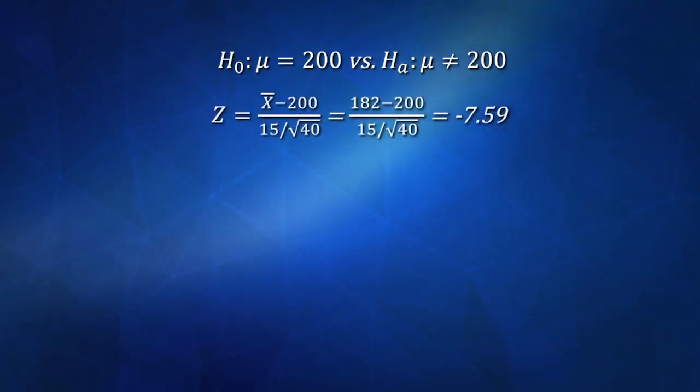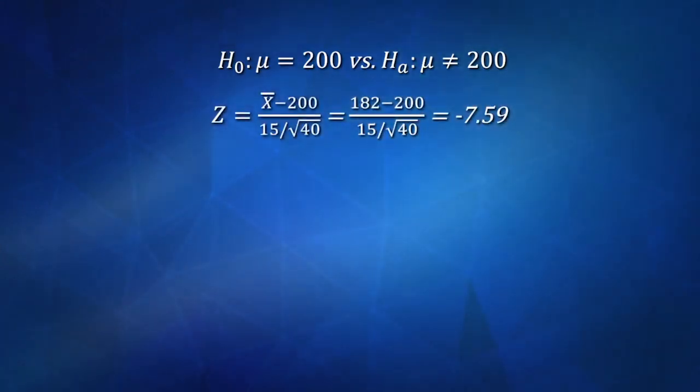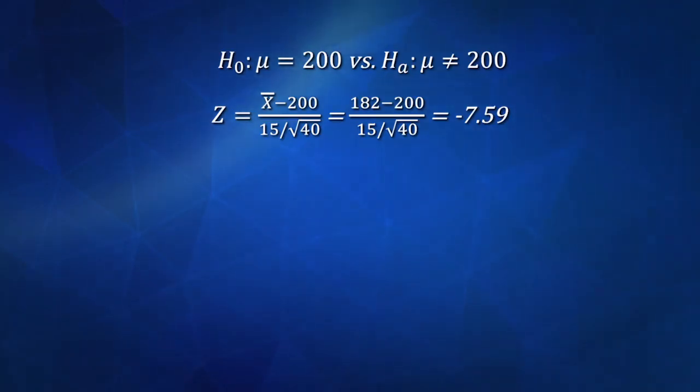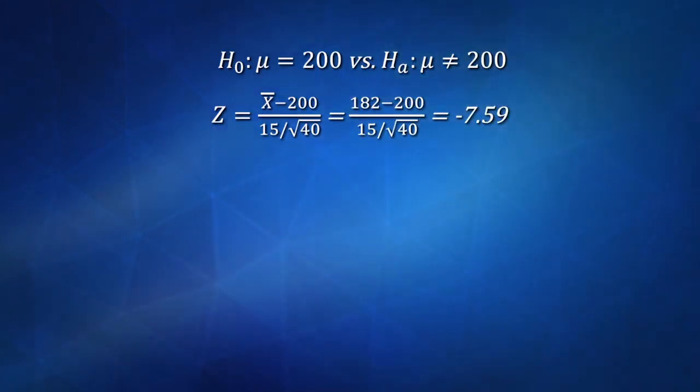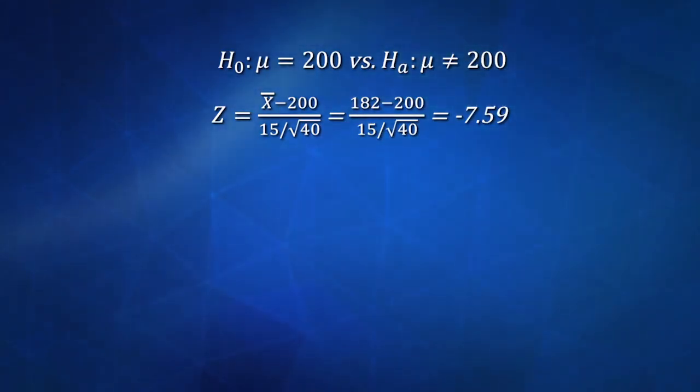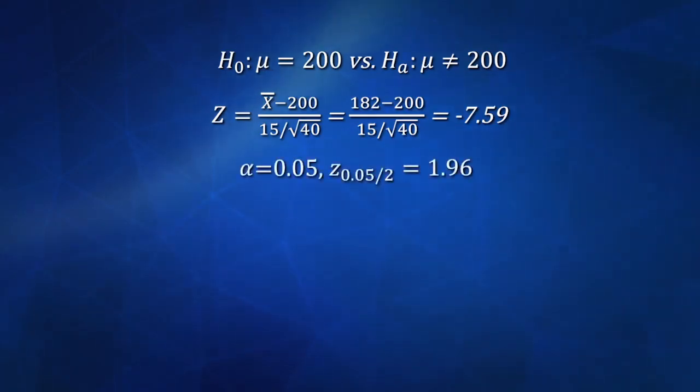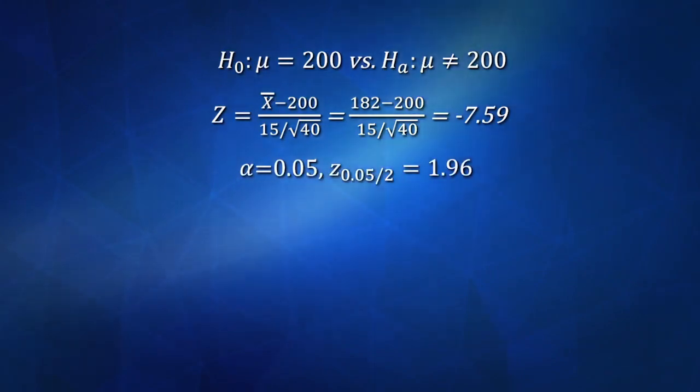All right, let's calculate our test statistic. X bar minus 200 divided by the standard deviation, which is 15, over the square root of n, which is 40. Now, when you plug in those values, you get a minus 7.59 for your test statistic. And we're going to compare that to our significance level. But notice now that it's slightly different, right?